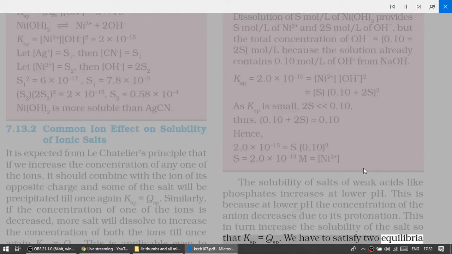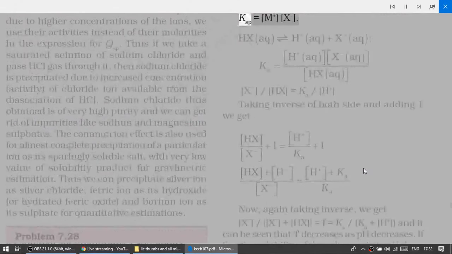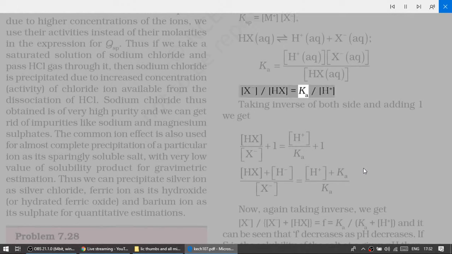We have to satisfy two equilibria simultaneously, i.e., Ksp = [M+][X-] and Ka = [H+][X-]/[HX]. Taking the inverse of both sides and adding 1, we get ([HX] + [X-])/[X-] = ([H+] + Ka)/Ka. Now, again taking the inverse, we get [X-]/([X-] + [HX]) = f = Ka/(Ka + [H+]), and it can be seen that f decreases as pH decreases.